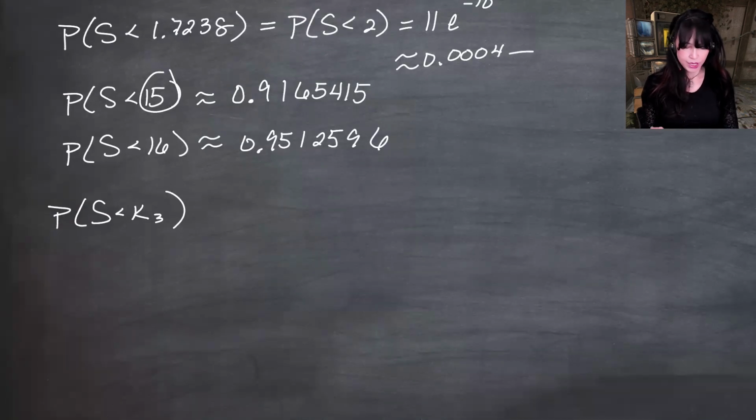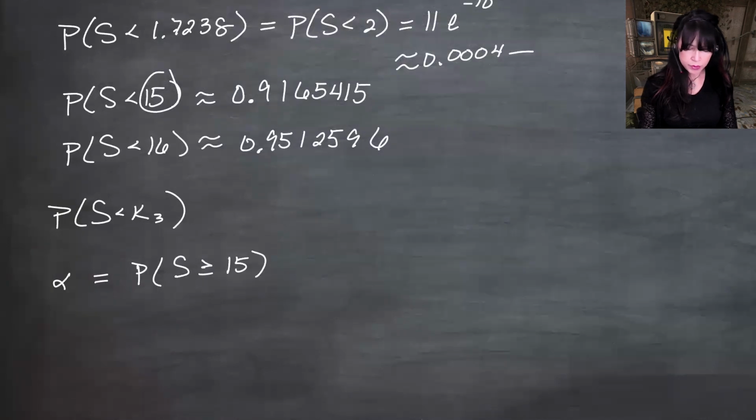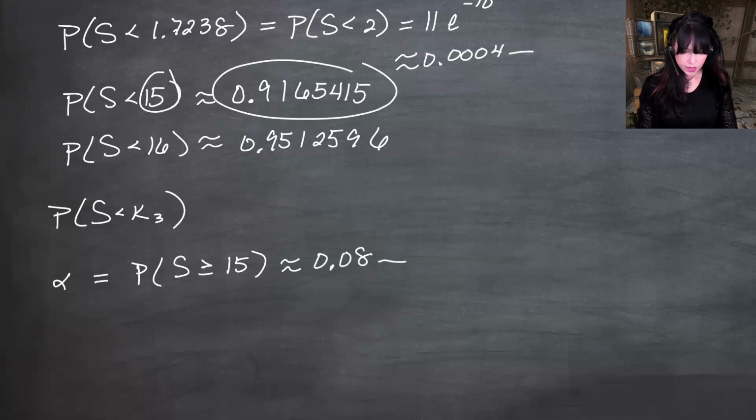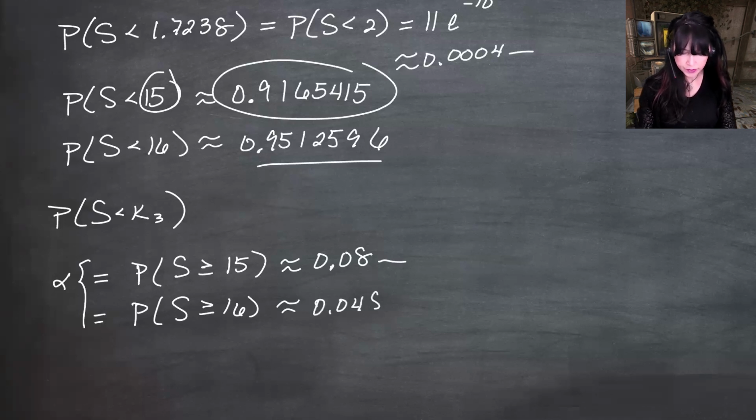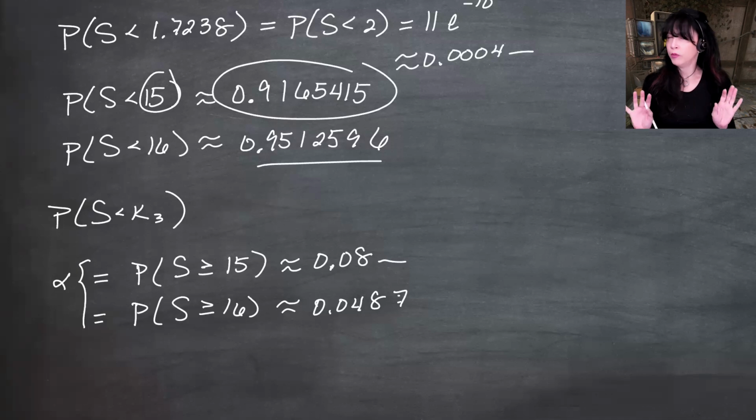Let me, just so we can really get a handle on what we're doing, turn things around here. We wanted our alpha, which was 0.05, to be the probability we reject. So in the first test here, I would reject when S is greater than or equal to 15. And that probability would be 1 minus this, which is approximately 0.08 something. The other test is I'm going to reject when S is greater than or equal to 16. So if I take 1 minus this, it's going to be approximately 0.0487.